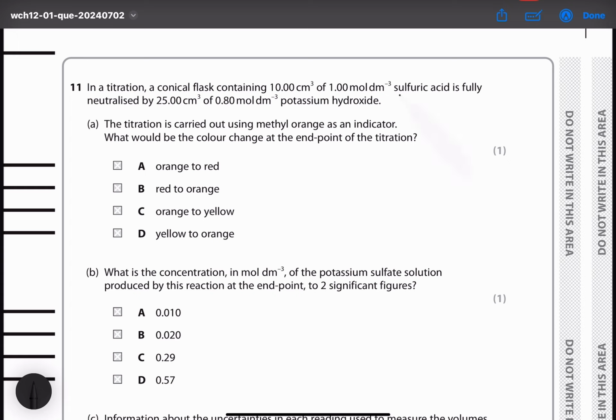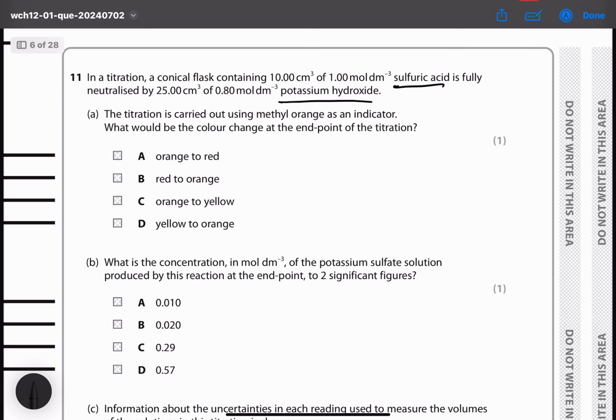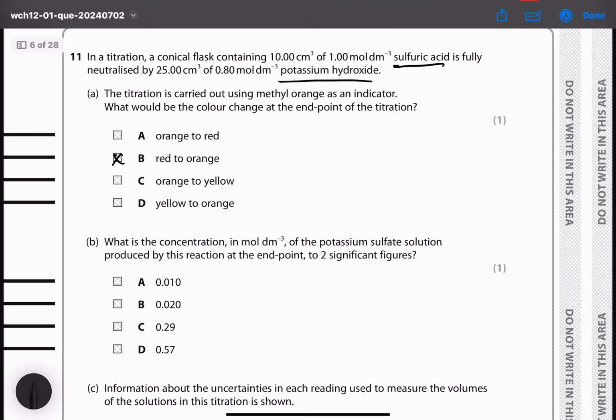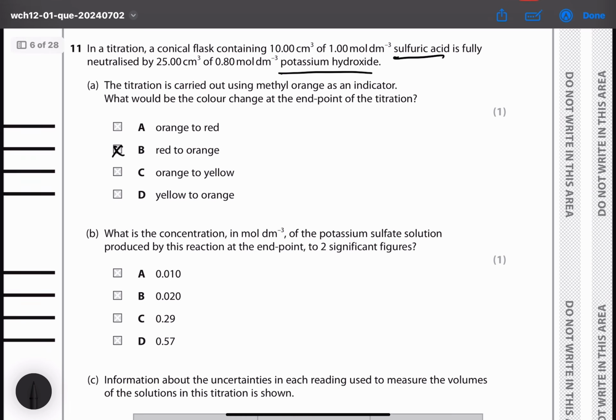You see, sulfuric acid is being neutralized by potassium hydroxide. That means in the conical flask, we already have sulfuric acid, and methyl orange has a color red in acid. So starting color will be red. The only option that we can see with starting color red is B. So we can directly write down B, right? And later on, we already know that the endpoint of methyl orange has an endpoint color orange, so red to orange.